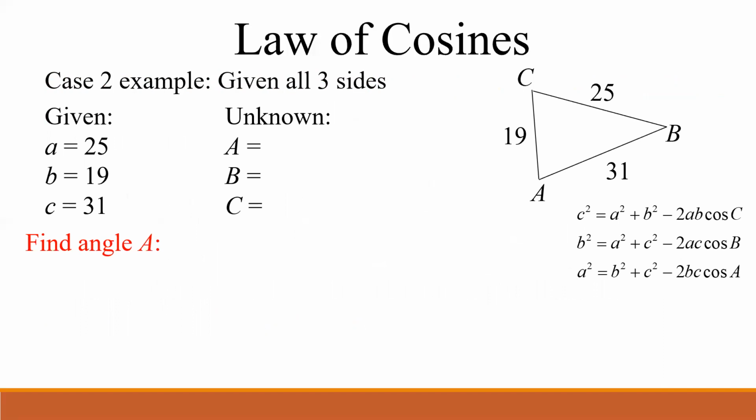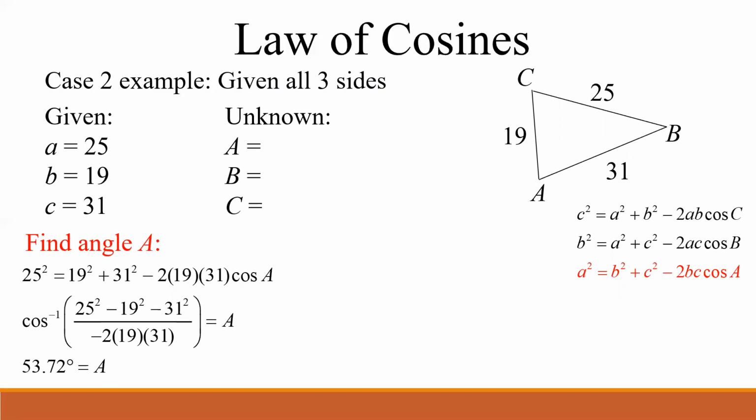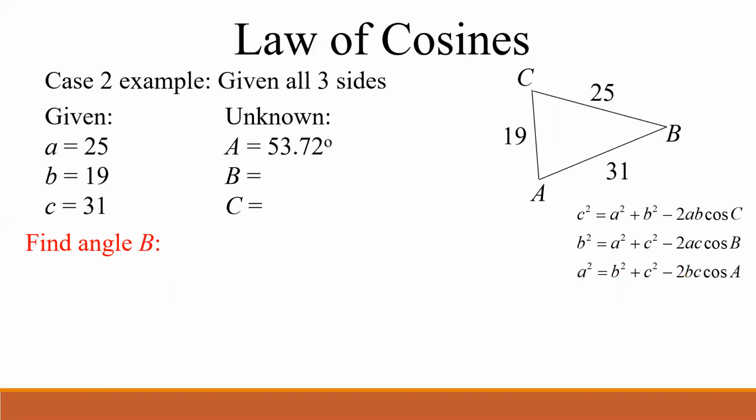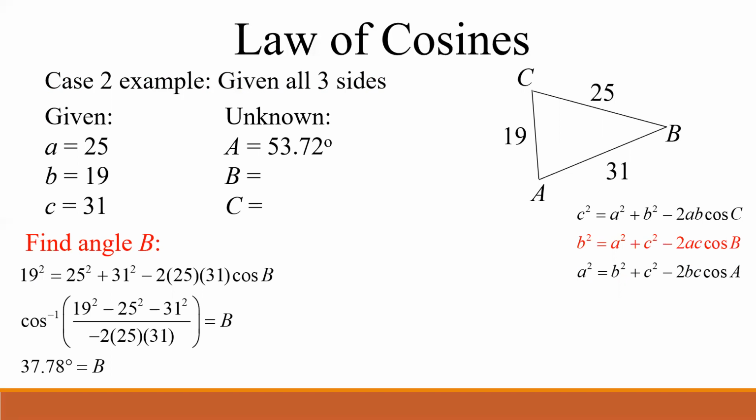So if we're going to find angle A, I'm going to use that bottom formula, plug everything in, isolate the A, and I think you see how to do that now. So that'll come out to be 53.72. You repeat the process one more time to find angle B. In this case, it'll be the middle formula. And again, plug everything in. When you put it in the calculator, just be careful that you're putting it in correctly. And that'll come out to be 37.78.